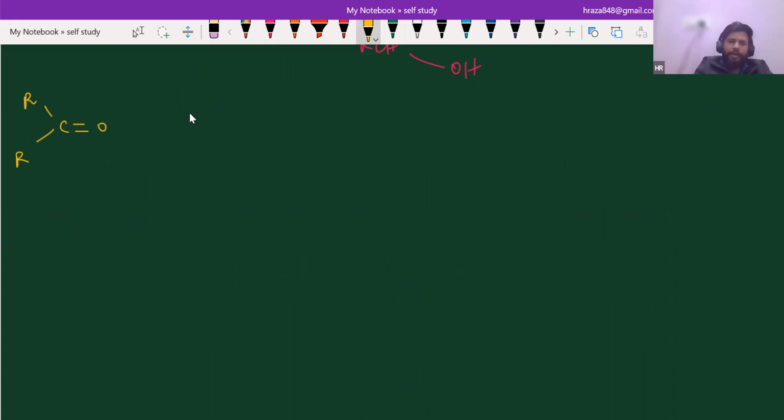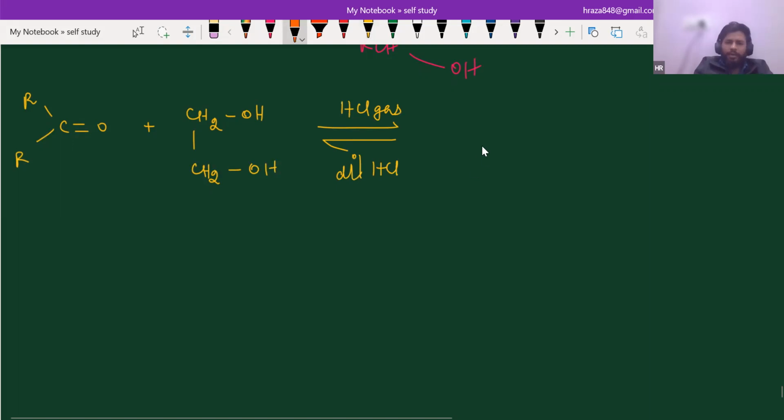And there will be addition of glycol, basically 1,2-ethanediol or ethane-1,2-diol. Then, in the end, there will be formation of a cyclic compound. This reaction is in the presence of HCl gas and dilute hydrochloric acid. So it's very easy to understand.